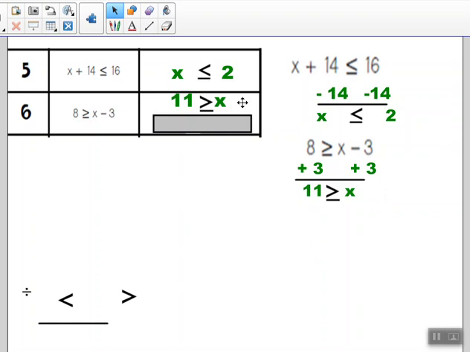Now, sometimes we just turn that around too, because we kind of like it when the variable's on the left side. So if I rewrote this, I could just flip them. But notice if I flip them, I've also flipped my sign, because I want 11 to be greater than or equal to x. So the opposite of that would be x is less than or equal to 11. So I could write it either of these ways. They're saying the same thing essentially.